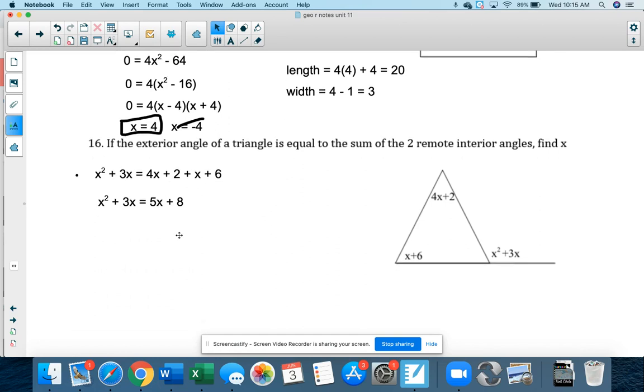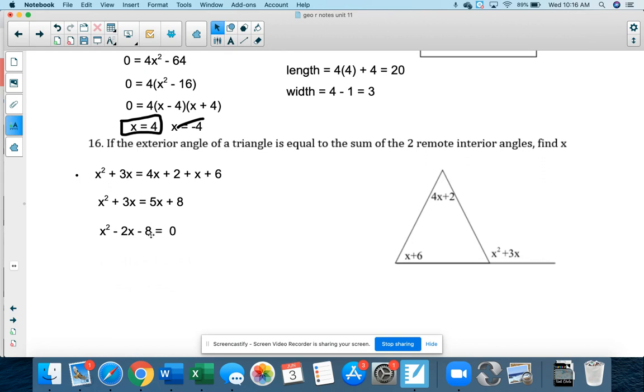Now I want to move everything to one side, so I'm going to subtract this 5x. I'm going to subtract that 8. So 3x minus 5x is negative 2x. And then I subtract 8 on that side. All right, so now I have a trinomial. I have to think of my factors. What numbers multiply to 8 and add up to negative 2?